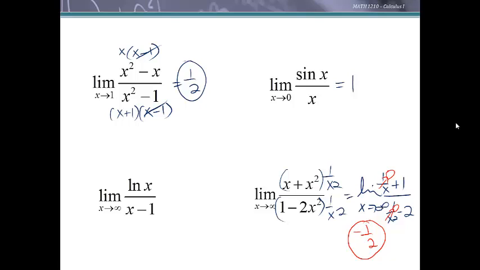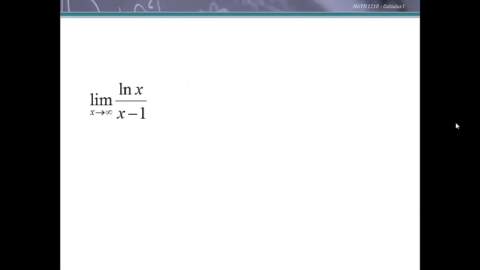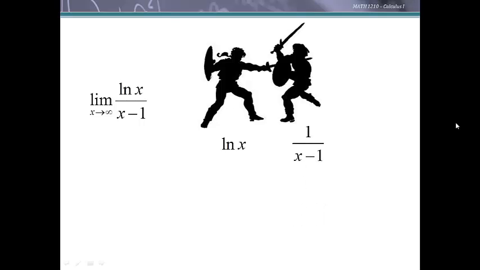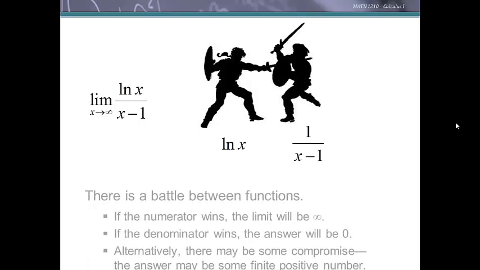It turns out L'Hopital's rule would enable us to find all of these limits in the same way. Let's consider the one that we didn't know how to find. It's like there is a battle going on between the natural log of x and x minus 1, because they're both going to infinity, but which one's going to dominate? Which one is going to win out in this battle?